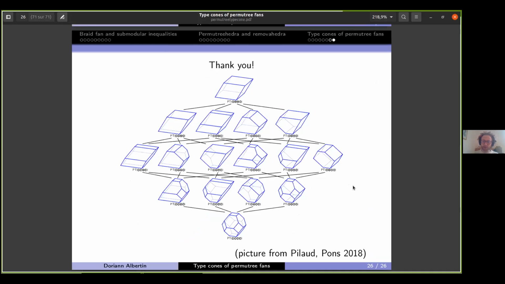And to conclude, I'd just like to show you this nice picture from the permutree article, where you can see all the permutrees for n equal 4. And thank you for your attention.